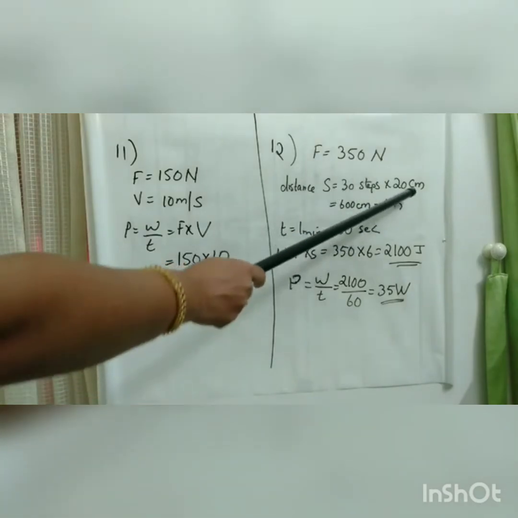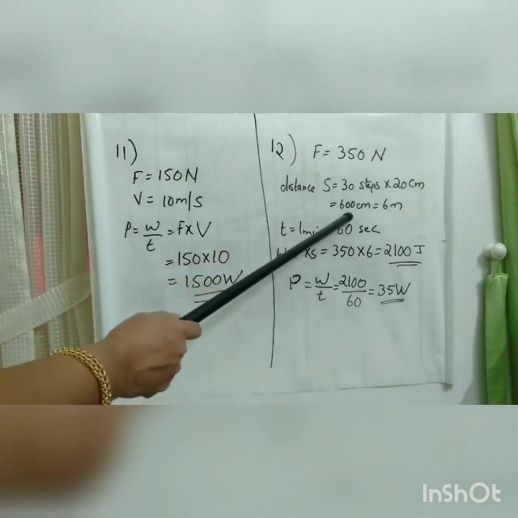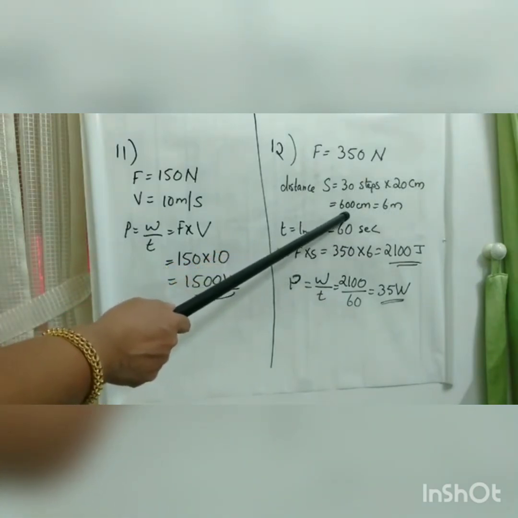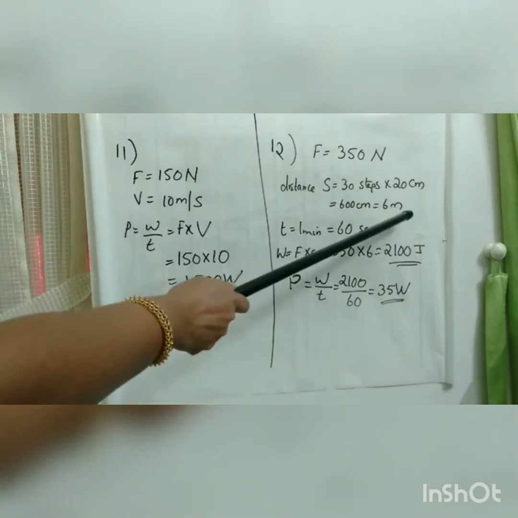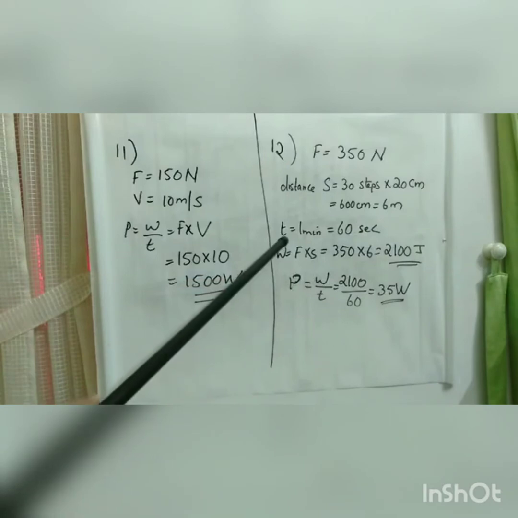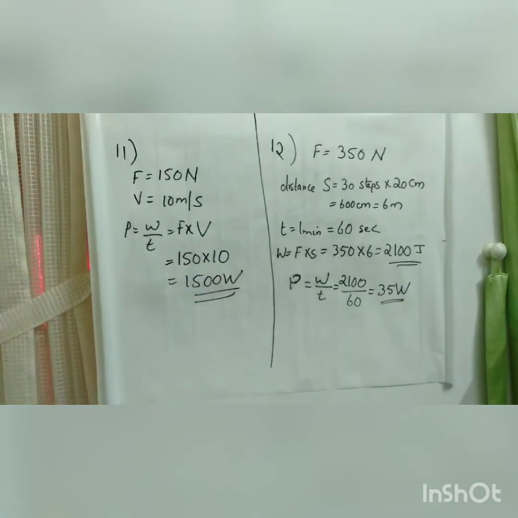One step is 20 centimeter. So 30 steps means 30 into 20 altogether. The distance traveled by the boy is 600 centimeter. Converting it into SI unit, 6 meter in 1 minute. 1 minute is 60 seconds. Calculate the work done and power.